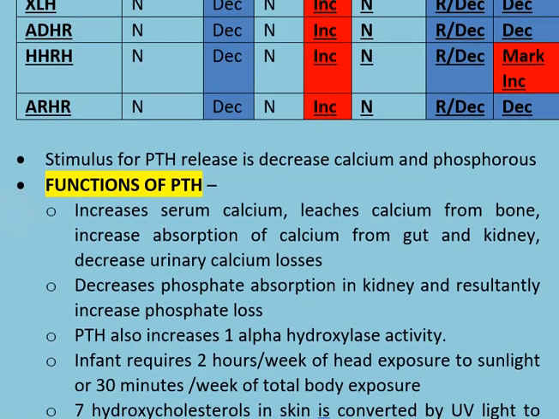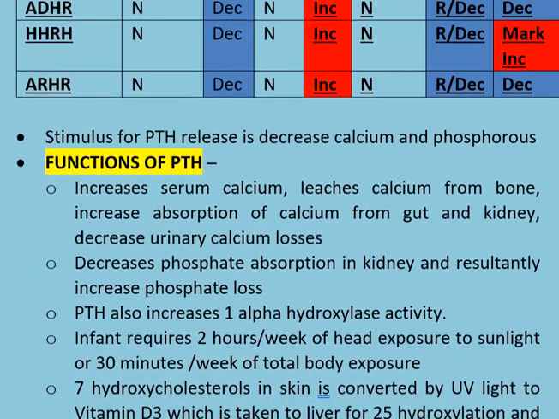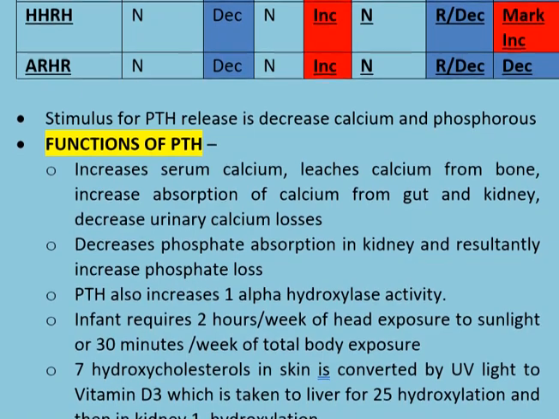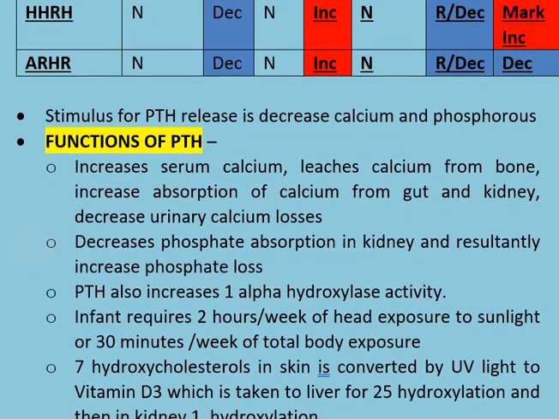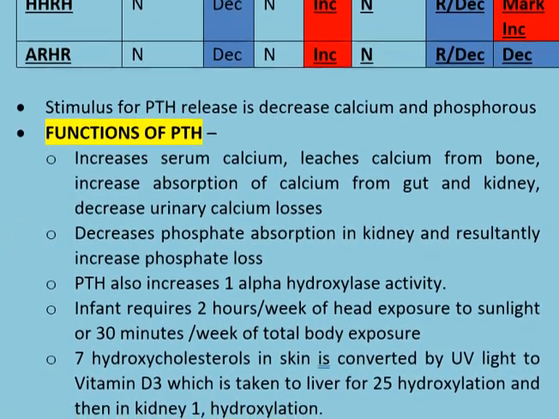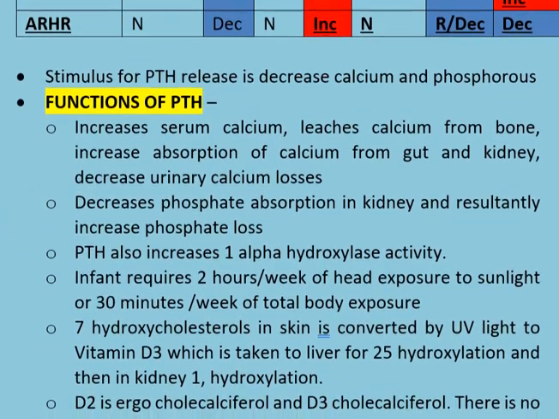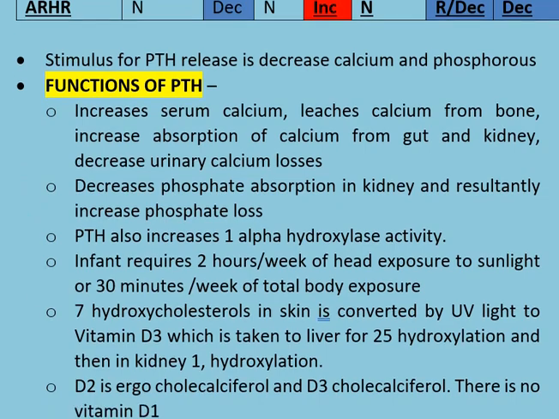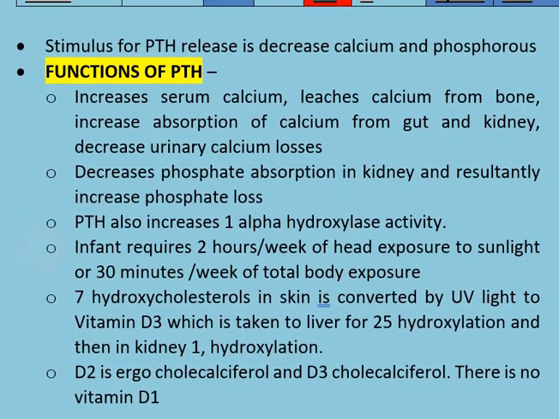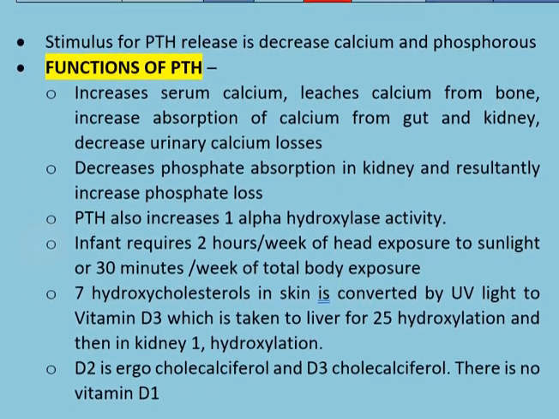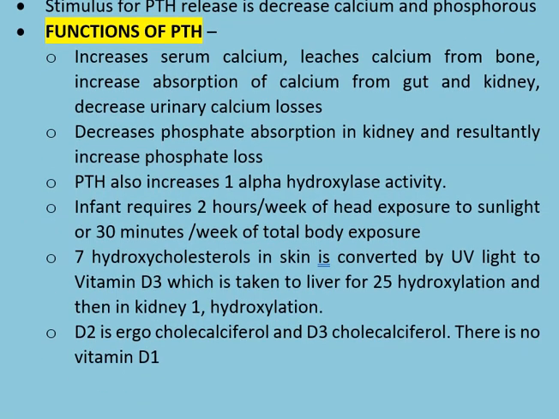An infant requires 2 hours per week of head exposure to sunlight or 30 minutes per week of total body exposure. 7-dehydrocholesterol in skin is converted by ultraviolet light to vitamin D3, which is taken to the liver for 25 hydroxylation and then to the kidney for 1 hydroxylation. D2 is ergocalciferol and D3 is cholecalciferol. There is no vitamin D1.